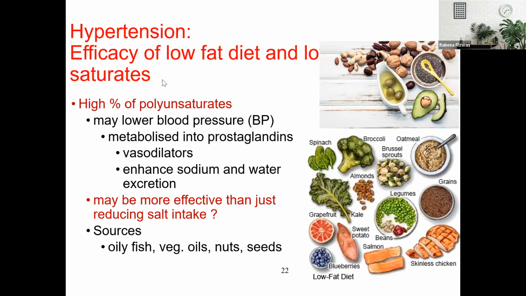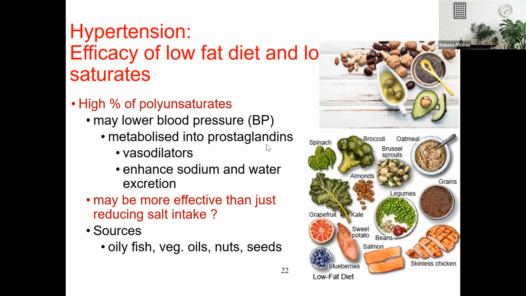Now next is the efficacy of a low fat diet and low saturates. A high percentage of polyunsaturated fats can decrease the chance of hypertension because it contains the good cholesterol, that is the HDL, high density lipoprotein, and it has the capability to not become solidified in our blood vessels because they are liquid at room temperature. So they are beneficial and may lower the blood pressure of those who are hypertensive.